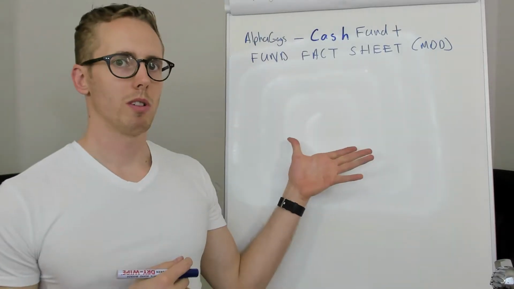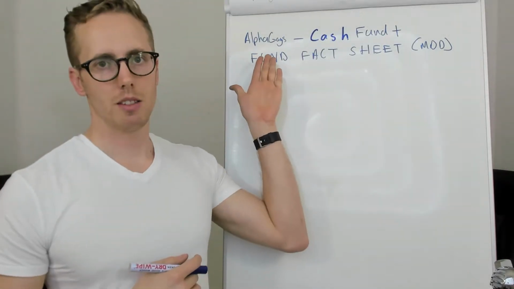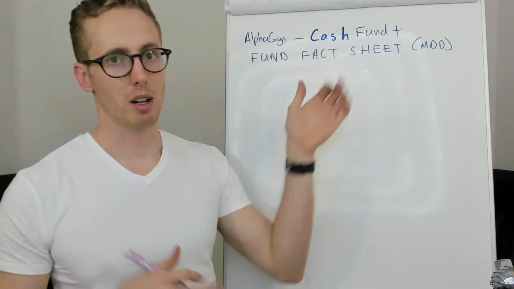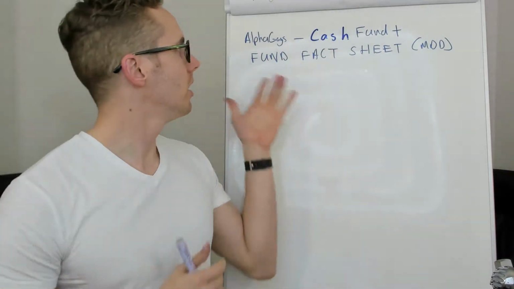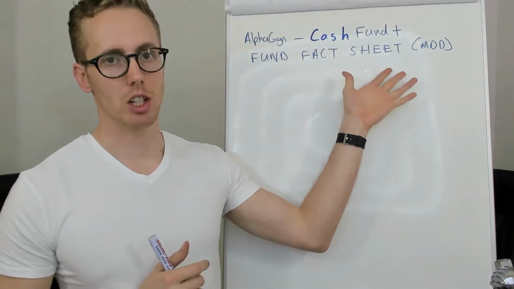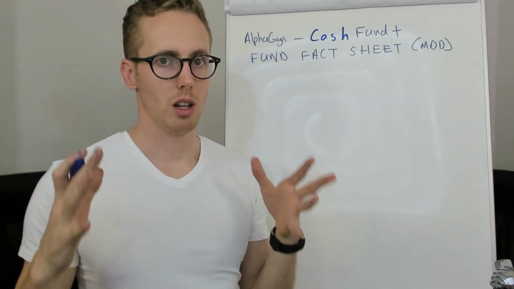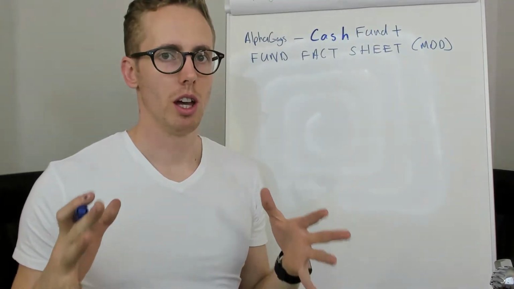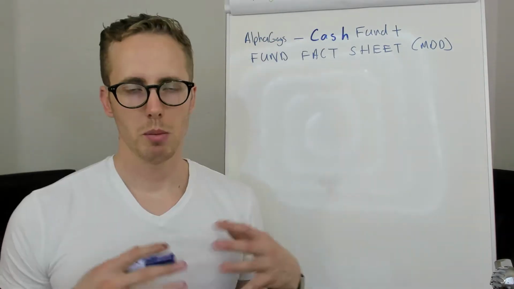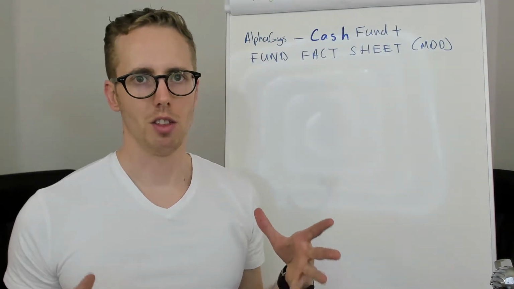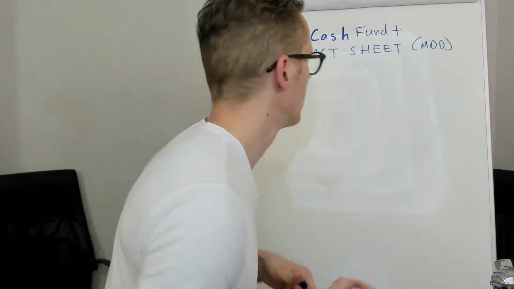Alright, here's our example of a fund fact sheet. Alpha guys is the asset manager. The Cash Fund Plus, that's the name of the fund. And this is the fund fact sheet, otherwise known as the minimum disclosure document. It's the minimum amount of disclosure you need to have as an investor to know what's potting. Pretty much all fund fact sheets have to have the following information on them.